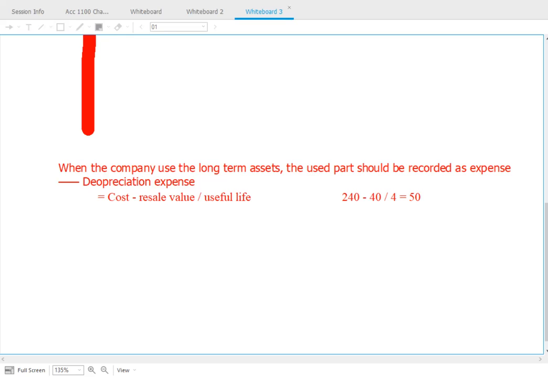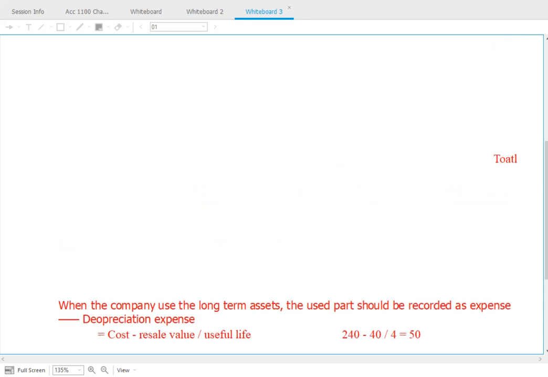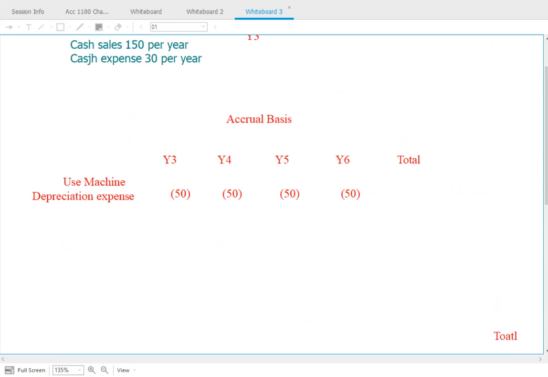Let's continue. Still, we didn't finish this one. So we are done with the first part. Let's see the cash sales. Yes, that will be a revenue under accrual basis because we sold products. So we have 150, 150, 150, and 150. As long as we make a sale, this is a revenue. Cash expense: yes, we have an expense equal to 30 every month.